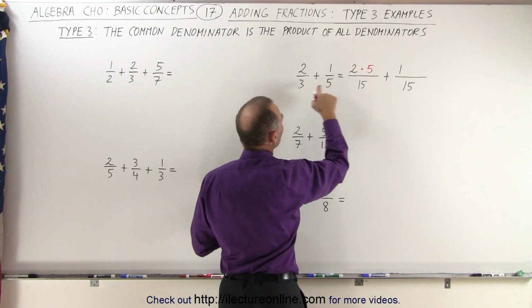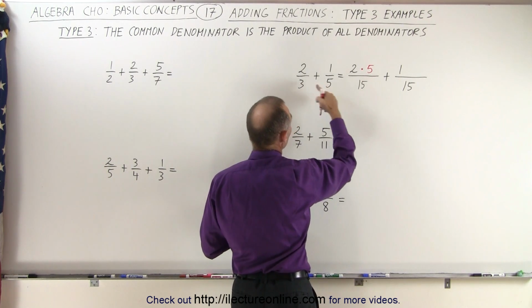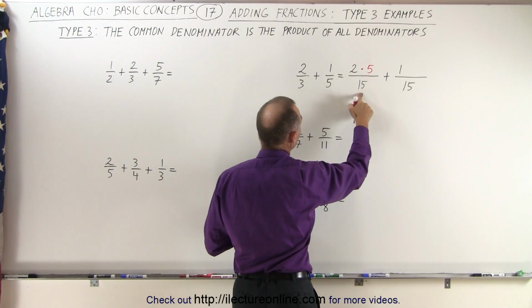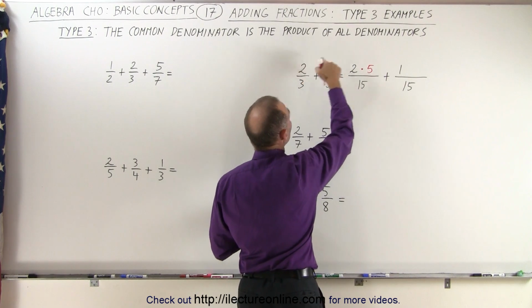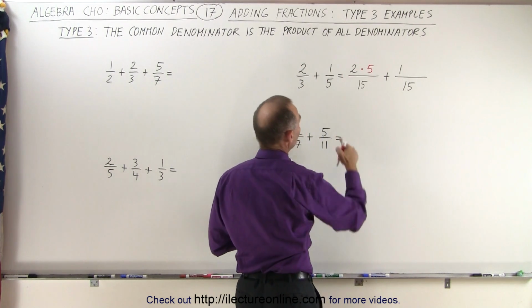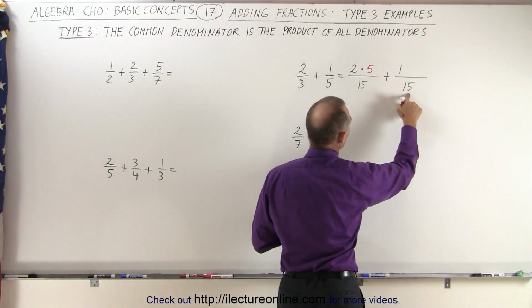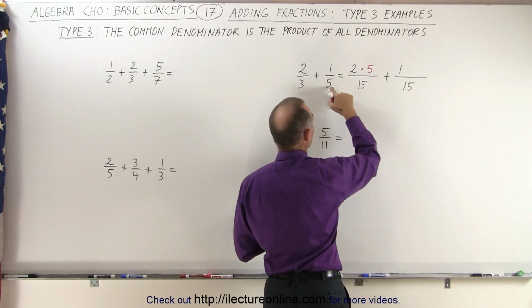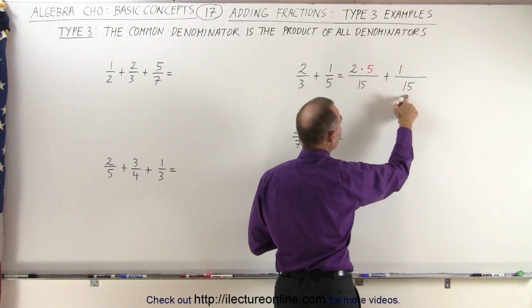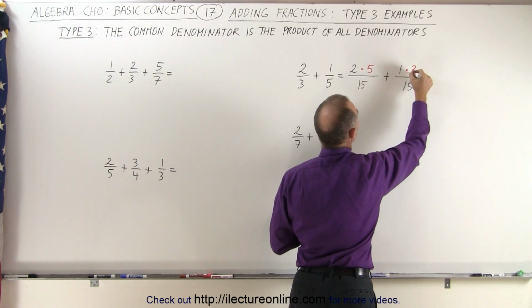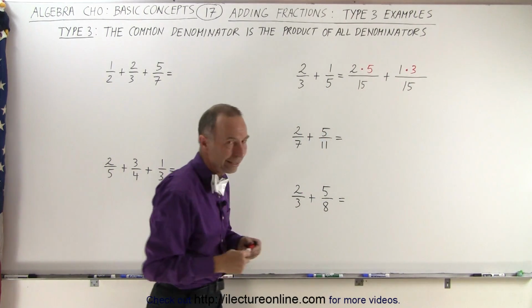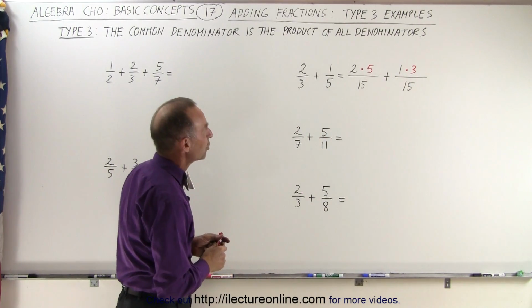Again, 3 goes into 15 5 times, which means we multiply 3 by 5 to get 15, which means we must multiply the numerator by 5 as well. Same here, 5 goes into 15 3 times, which means we multiply the denominator by 3 to get 15, which means we must multiply the numerator by 3 as well. And that's the trick. That's how we do that.